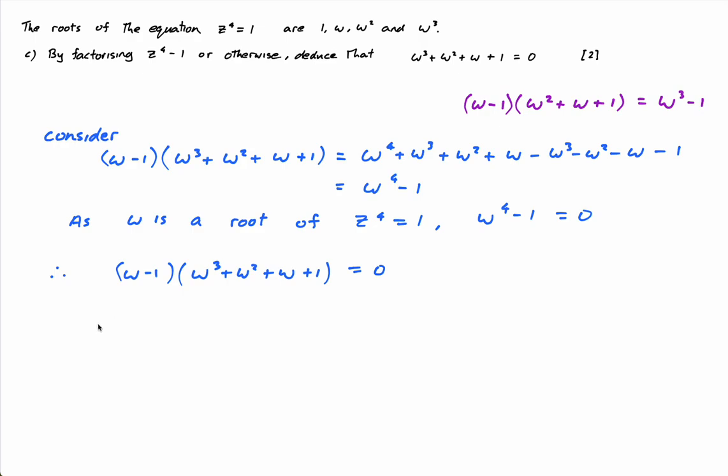And as same again, guys, as omega is not equal to 1, because of the 4 roots, one of them is 1, so this one is not equal to 1. So as omega is not equal to 1, this has to equal 0, because the only way the whole thing can be 0 is if this part is 0, since omega minus 1 won't be 0. So as omega is not equal to 1, omega cubed plus omega squared plus omega plus 1 equals 0. Done.